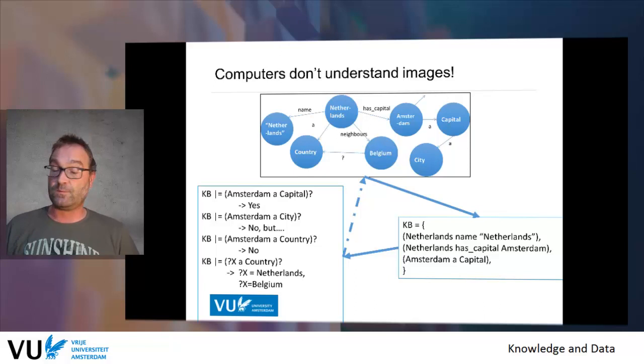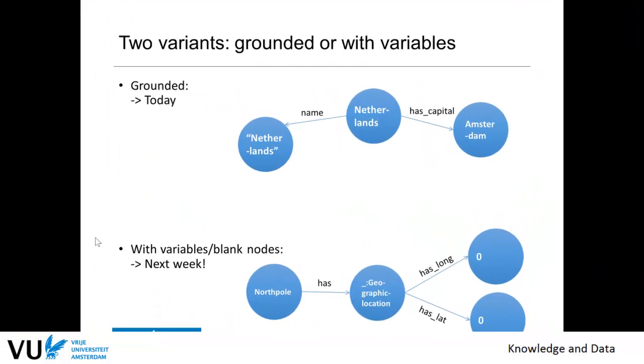Before I start, there are different variants of these knowledge graphs. There are the grounded ones, where we only have nodes of the graph, or circles in our diagram, that are concepts fully specified, that either are a string or have a name like Netherlands and Amsterdam. Next week, in the context of the web, we will have to extend this to a notion which also has some kind of variables. So the North Pole has a geographic location with a certain longitude and a certain latitude. But it doesn't really make sense to give this geographic location a name. So one would usually leave it free and use this abbreviation to say there is something related to the North Pole that has a longitude and latitude, and that describes properties of the North Pole.